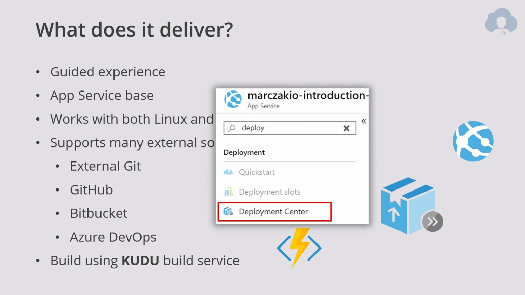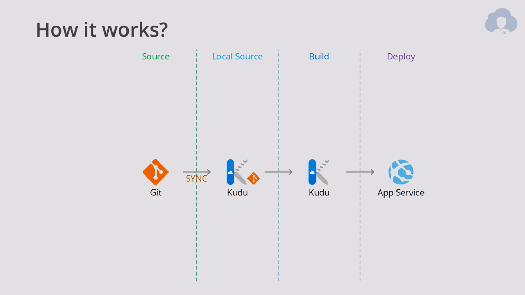You can find Deployment Center within the deployment section of your app service. The same goes for the function apps. So how does it work? There are a couple of scenarios I'm gonna show you here. This one is the first one with external Git.